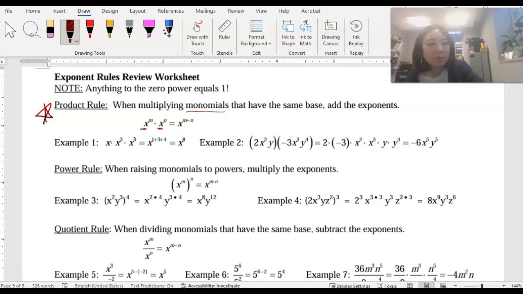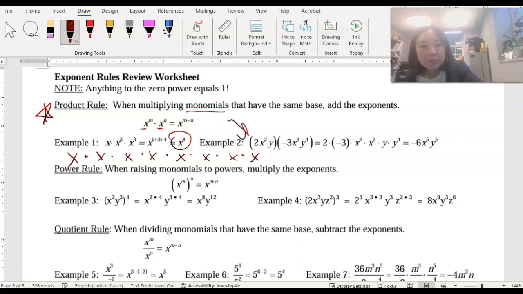And the reason is if we were to expand this and write x times x times x times x, that's 3 times another 4 times, we are multiplying x 8 times. And so that is why it is x to the 8th power, and that's why we can go ahead and add those exponents when the base is the same.